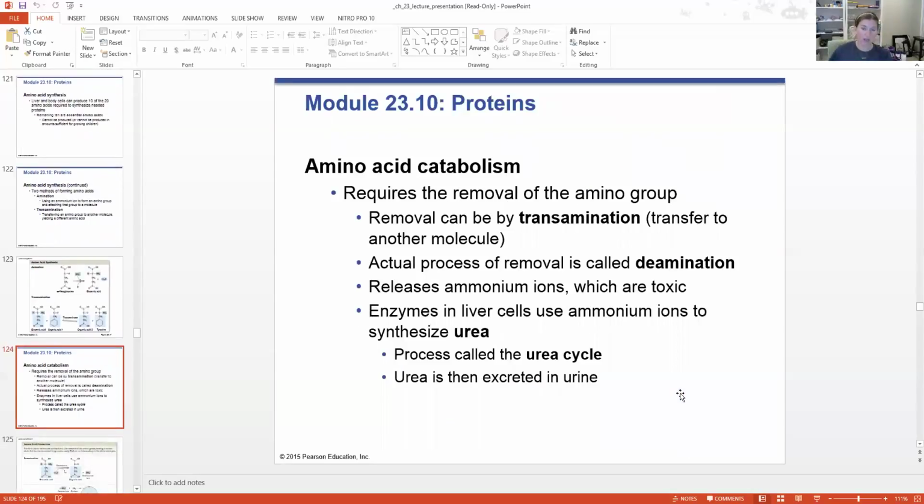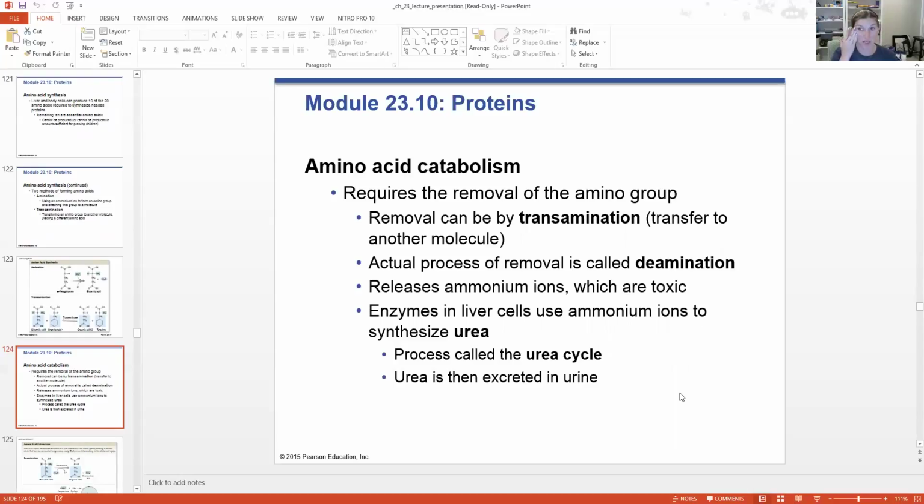So the catabolism of amino acids requires first removing that amino group. This is tricky because that amino group, when it is released, creates a very toxic chemical to our body. The removal of the amino group can be done through transamination or deamination, simply removing it, but it's going to release ammonium ions. Those ammonium ions are toxic to our body. So our liver absorbs those ammonium ions when protein catabolism is occurring.